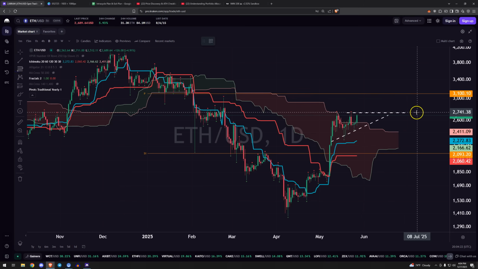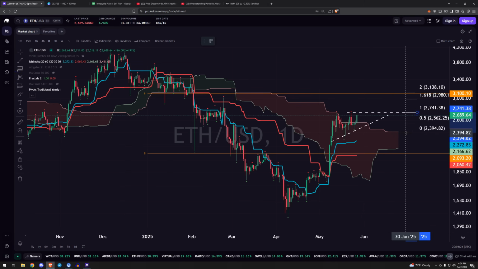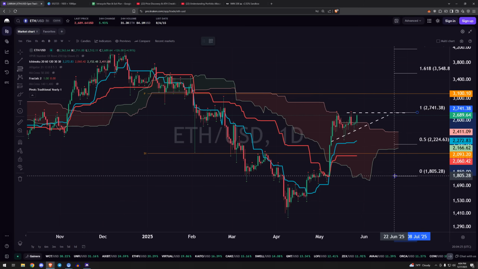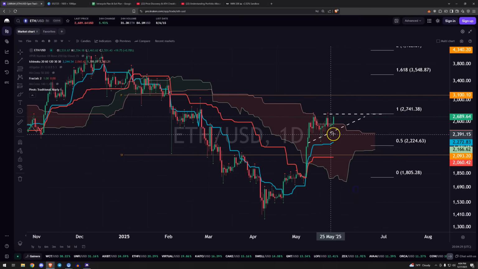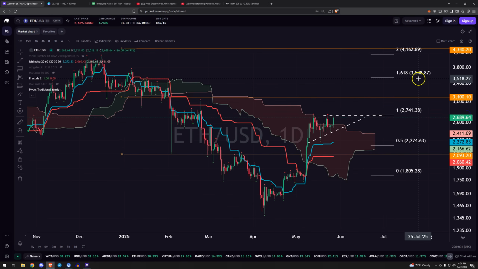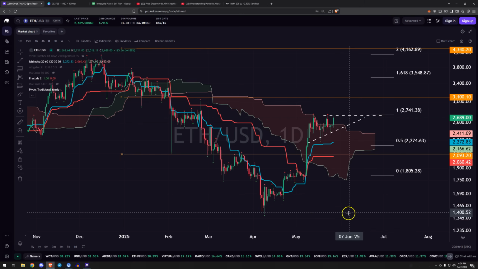Looking at where this could go, we can either measure the depth, which gives us the 3K target, or we can measure the pole of the flag. Now, a lot of people are going to want to say, oh, I know this is going back to all-time highs or whatever. That's fine, and that's probably what I would want to get out of this trade if I were to enter here. But that's part of the game. What is the plan for the trade? What is the plan for the setup?